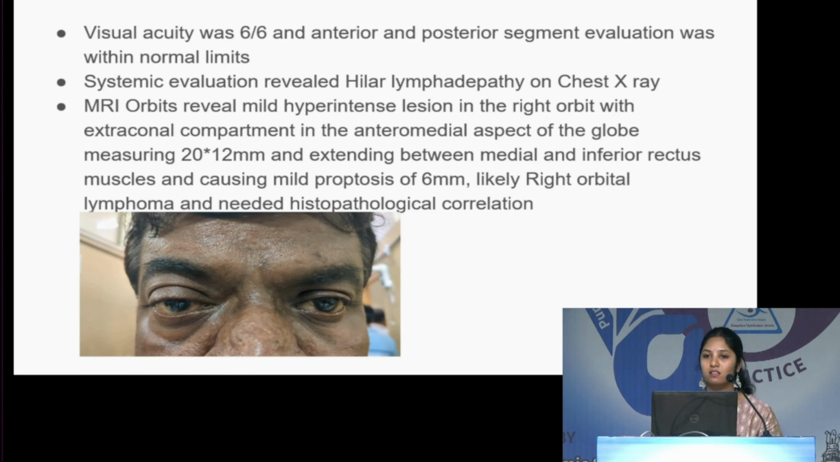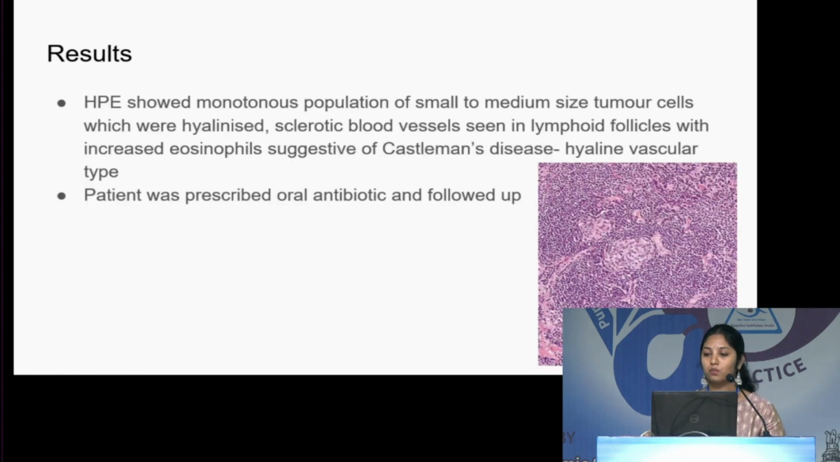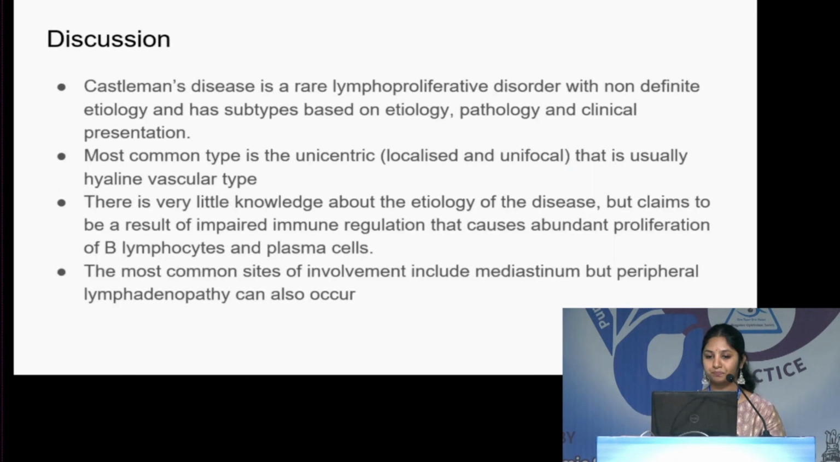They gave the impression of right orbital lymphoma and needed histopathological correlation. Treatment and clinical course: he underwent right eye orbitotomy with excision biopsy under general anesthesia, and the mass was sent for histopathology for evaluation. HP showed a monotonous population of small to medium-sized tumor cells, with hyalinized, sclerotic blood vessels seen in the lymphoid follicles with increased eosinophils, suggestive of Castleman's disease of the hyaline vascular type. Post-op, the patient was prescribed an oral antibiotic and followed up.